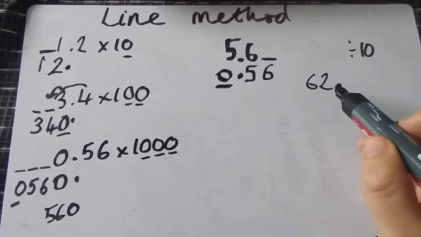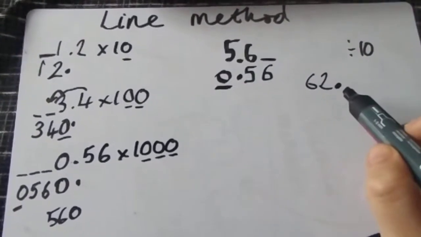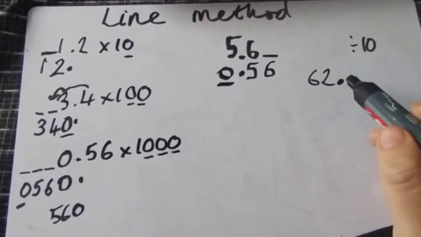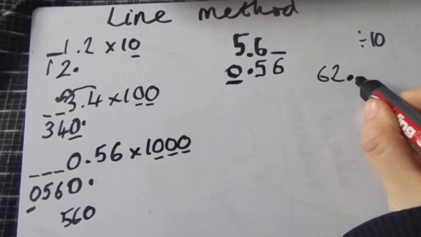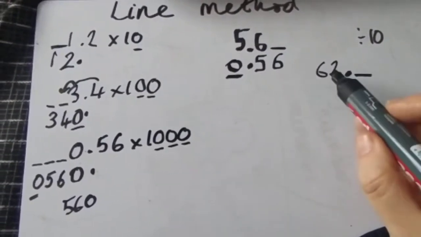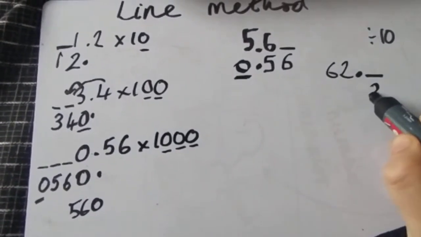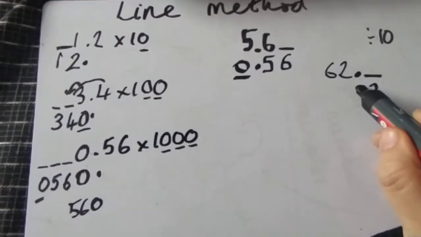This is our ones column. Anything happening after this is a fraction. It's a decimal number. So we're dividing by 10. We're moving one place to the right. So they need to put in the decimal point and the line. So the 2 now moves one place along to the right. So it goes from the ones column into the tenths column.